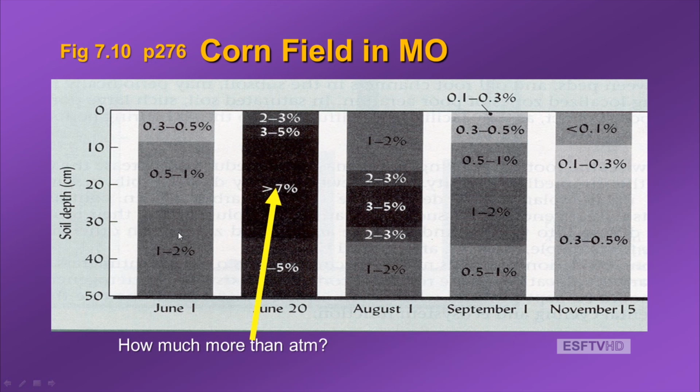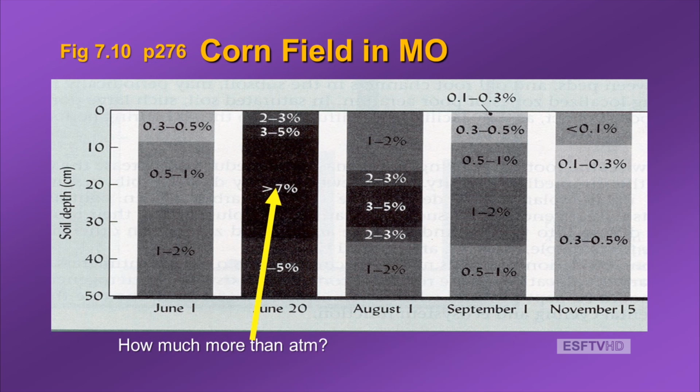Okay? As we go into the height of the growing season, the summer, when those corn roots are really putting out, okay, look at the pattern change. Okay? Now at the surface, we're 2 to 3%, 3 to 5%, and we're increasing with depth tremendously. Right here in the middle of the root zone, we're greater than 7%. Okay? And it drops a little bit, so it's really highly concentrated there. Okay? 7%. How much higher than atmosphere?